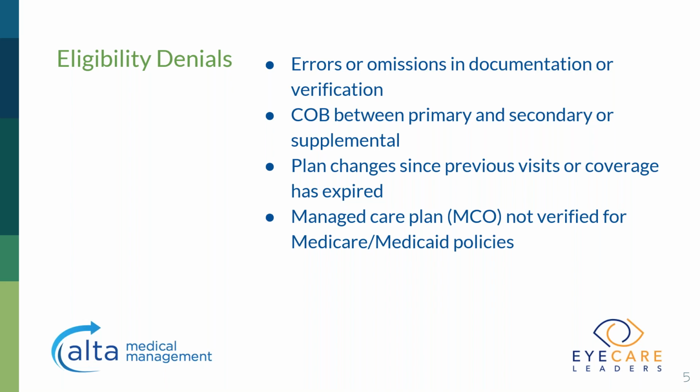Now we can look at some examples of eligibility denials. They contain errors or omissions in documentation or verification, such as typos creating mismatched data, or the coordination of benefits between the primary and secondary or the supplemental plan. It is very important to verify with the patients at the time of service which insurance plan is primary or secondary. Your staff can also ask if the patient has received any coordination of benefit documents recently from their insurance plans.